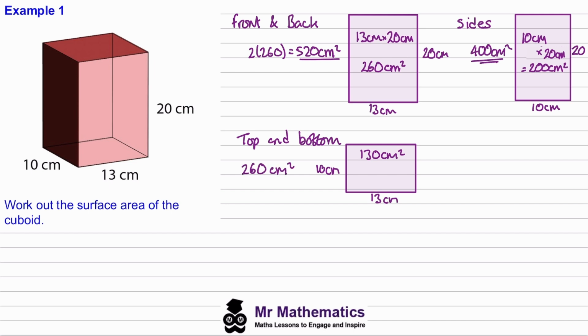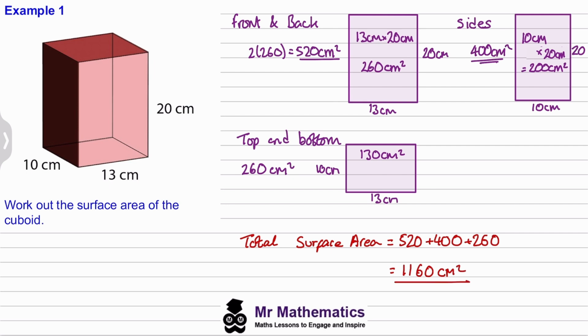Okay? And now we can work out the total surface area. 520 plus the 400 plus the 260, gives 1160 centimeters squared. Okay? So that's the total surface area of this cuboid. Let's try another example.